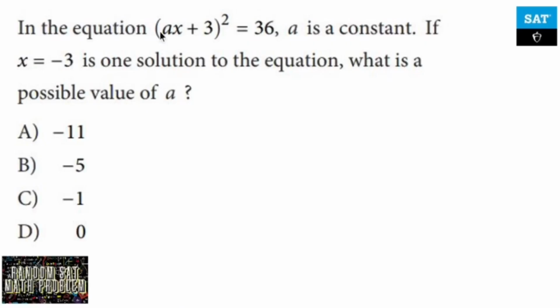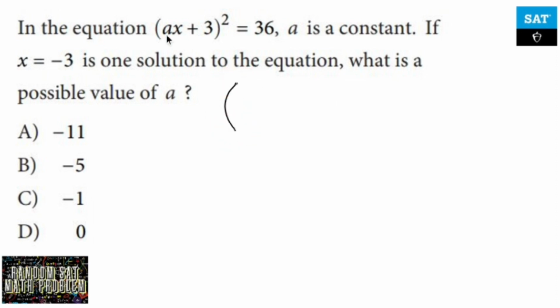In the equation (ax plus 3) squared equals 36, a is a constant. Yeah, we know that. Actually, a is a coefficient, but whatever. If x is negative 3 is one solution to the equation, what is a possible value of a? All right, so let's figure it out.